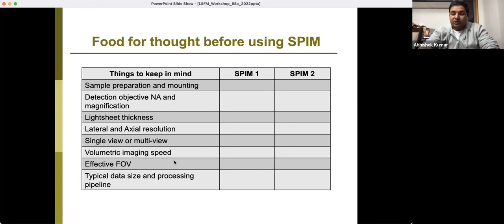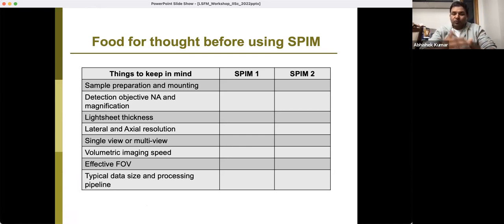Also, you need to keep in mind what the volumetric speed is, because in many cases, if you are doing a time lapse, you want to capture 3D with time, so you want a good volumetric speed. What is the effective field of view? If my sample is 1 millimeter and I get a 100 micron image, then that's not going to work, because I'll have to take several of those images and do the tiling. So that is going to slow me down.